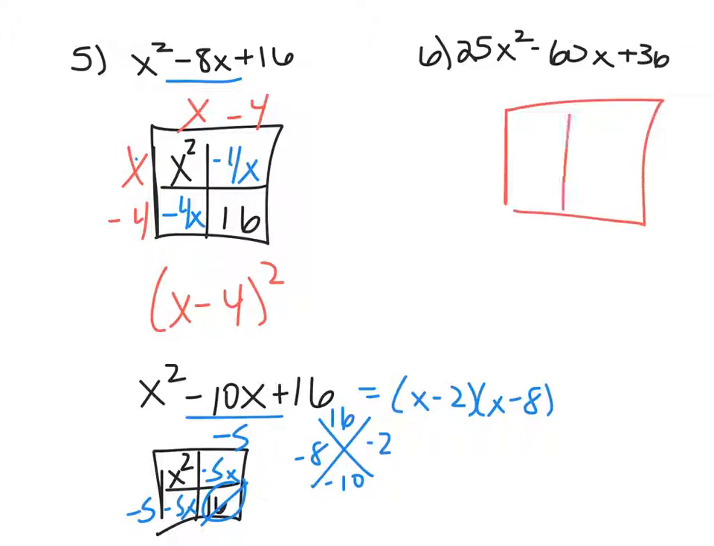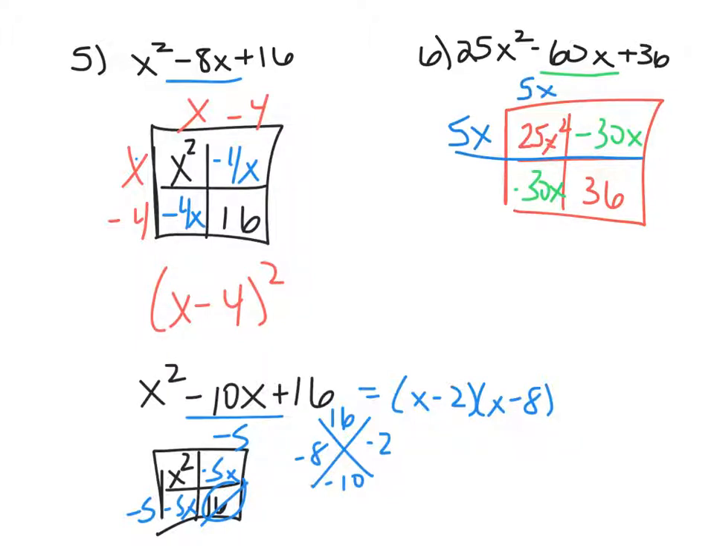And last one. You can see my boxes are really a thing of glory. They're just so beautiful. Look at that x, you're jealous. All right. So negative 30x, and that would be 5x, negative 6, so 5x minus 6 quantity squared.